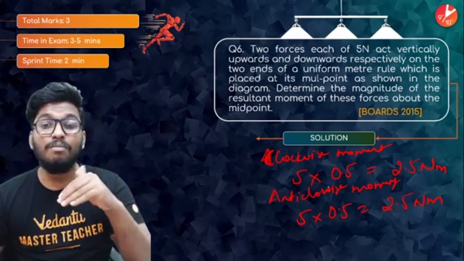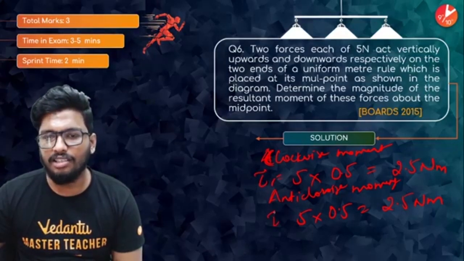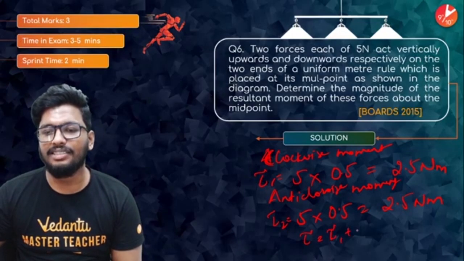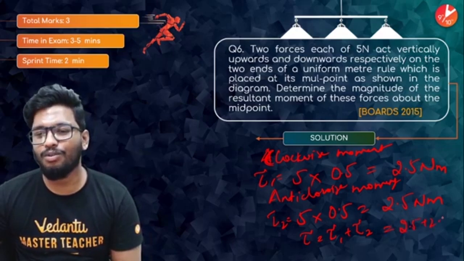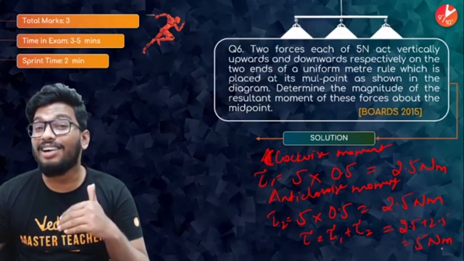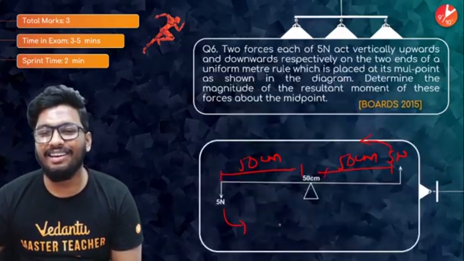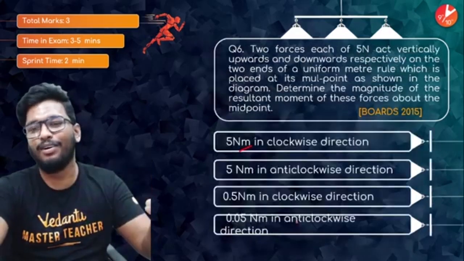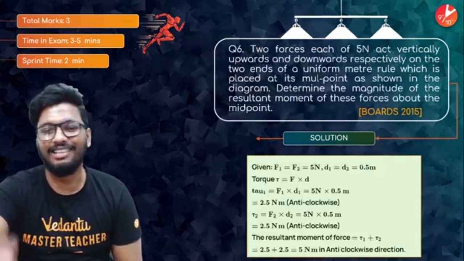So what is the resultant moment acting about the point? I'll take this as tau 1 and this as tau 2. So the resultant moment will be tau is equal to tau 1 plus tau 2, or torque 1 plus torque 2, which is nothing but 2.5 plus 2.5, which is 5 Newton meter. In what direction? It will be in anti-clockwise direction, because it's going this way, and anti-clockwise direction is positive, so it will be plus 5 Newton meter in anti-clockwise direction. So that would be the answer, people.